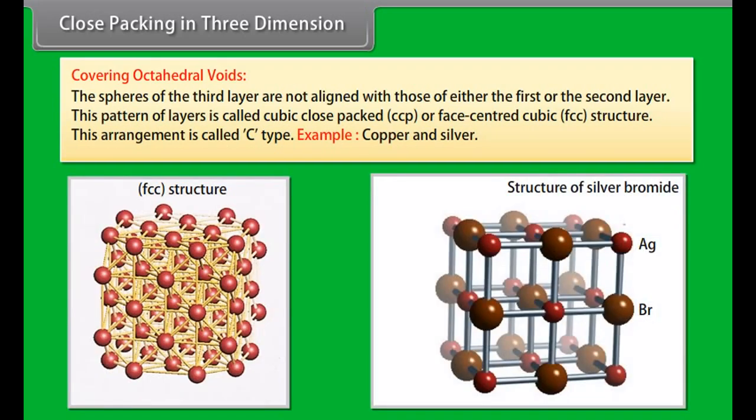2. Covering octahedral voids. The spheres of the third layer are not aligned with those of either the first or the second layer. This pattern of layers is called cubic close-packed CCP or face-centered cubic FCC structure. This arrangement is called C-type. Example: copper and silver.